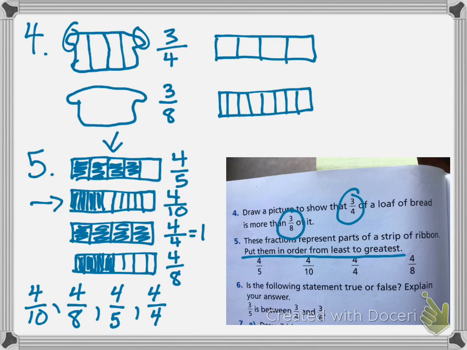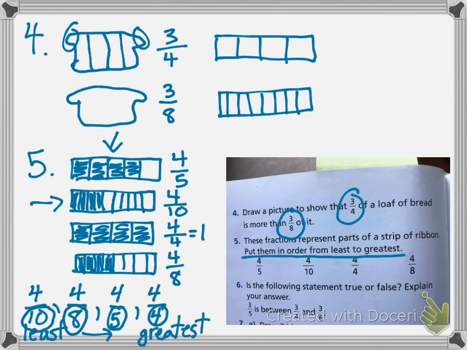Now I have a weird thing to point out to you here. And that is, we went in order from least, so that's smallest, to greatest. True. But now, look at this. 10 is the biggest number, 8, 5, and then 4 is the smallest number. That's kind of opposite of what we were looking at, isn't it?